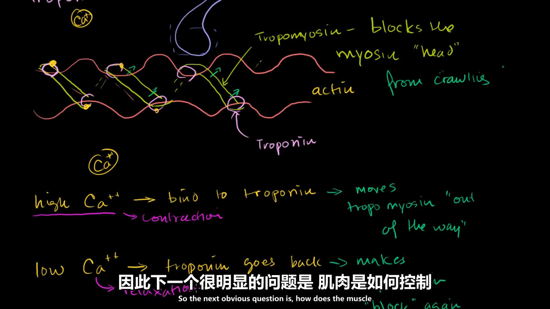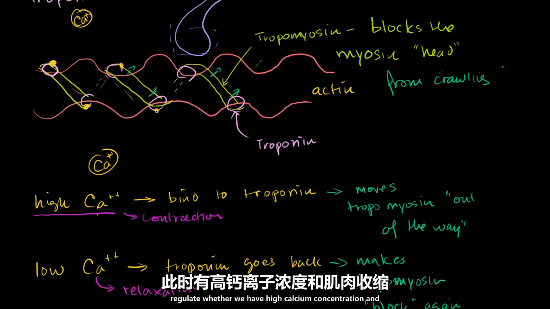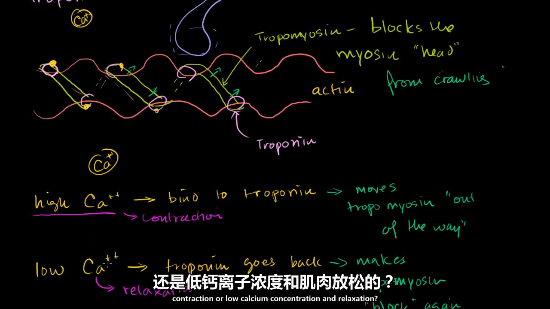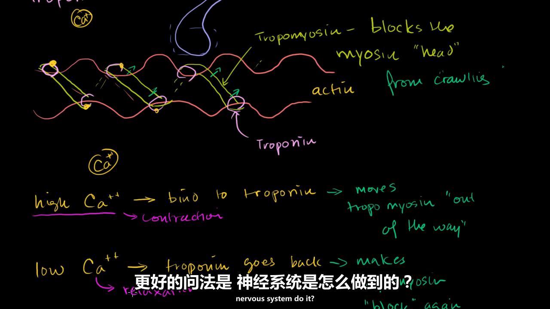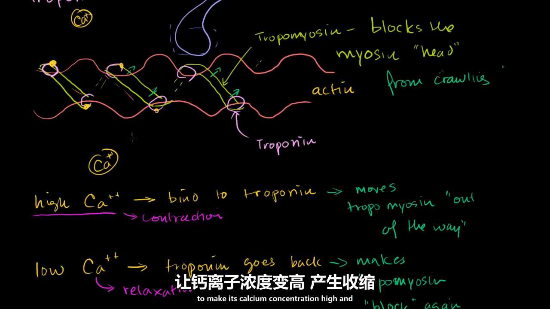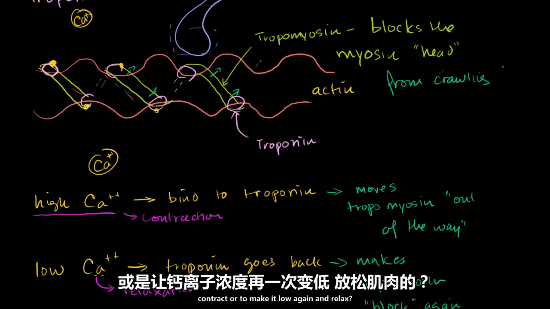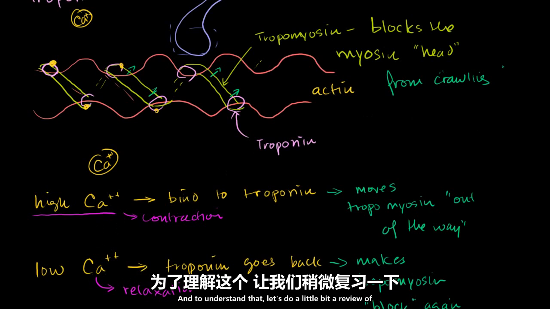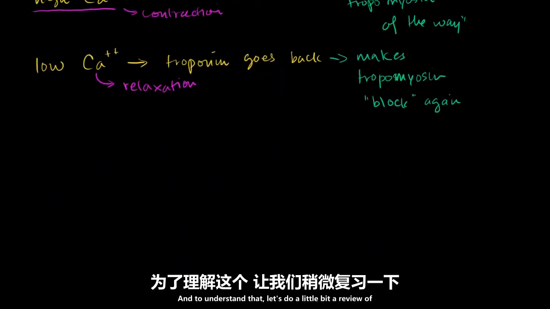So the next obvious question is, how does the muscle regulate whether we have high calcium concentration and contraction or low calcium concentration and relaxation? Or even a better question is, how does the nervous system do it? How does the nervous system tell the muscle to contract, to make its calcium concentration high and contract, or to make it low again and relax? And to understand that, let's do a little bit of review of what we learned on the videos on neurons.